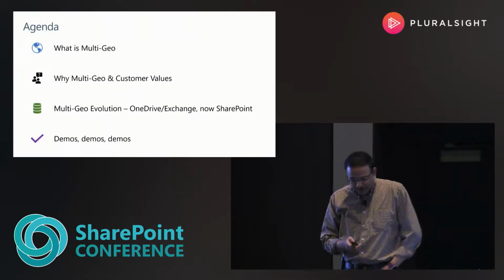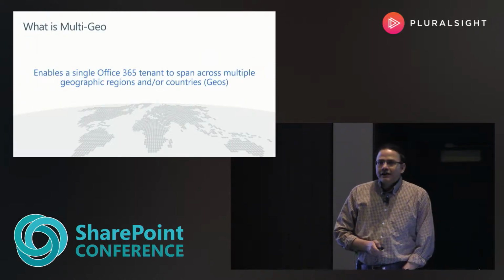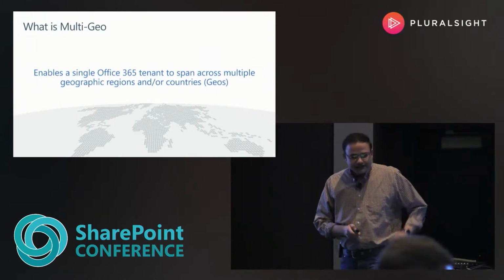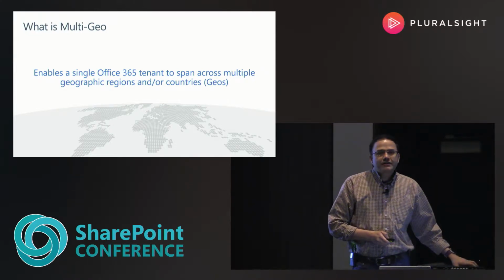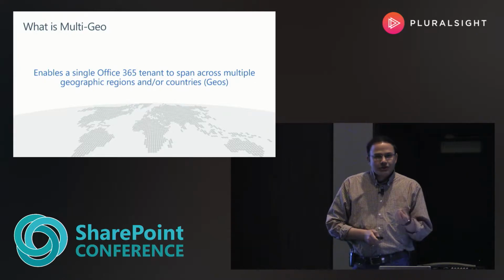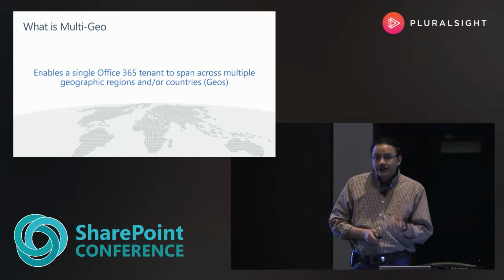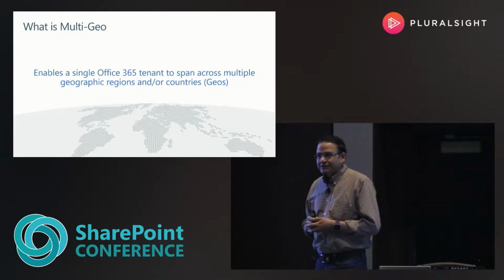Let's get going. So what is multi-geo? It is about enabling a single Office 365 tenant to span across multiple geographic regions and countries. And that's why we say it's geos. It's not just about regions or not just about countries. You can span the tenant across multiple geos itself.